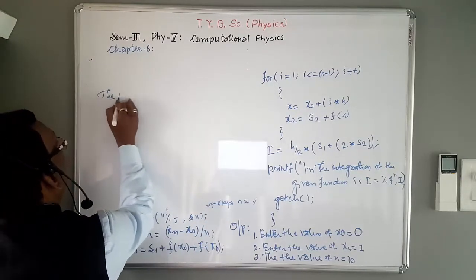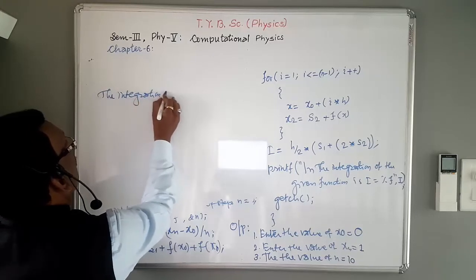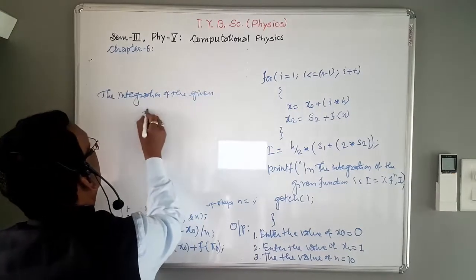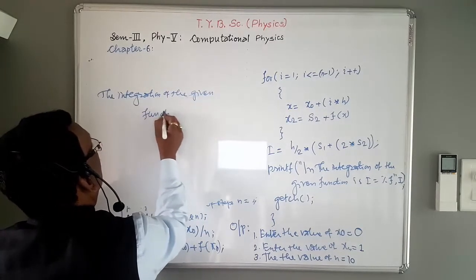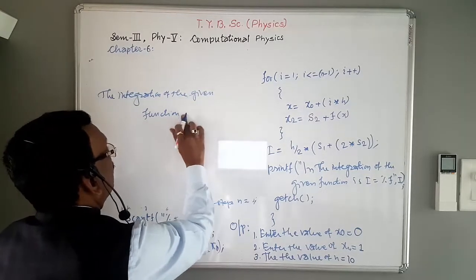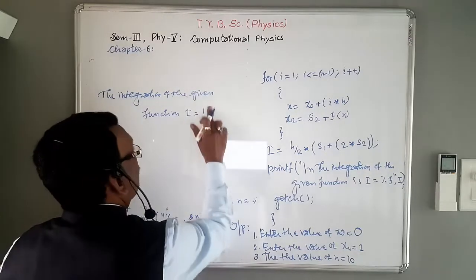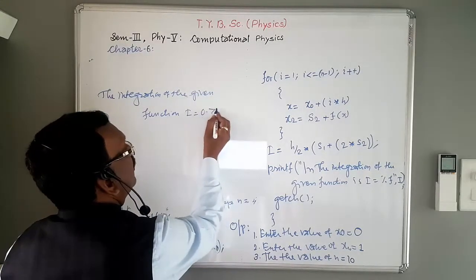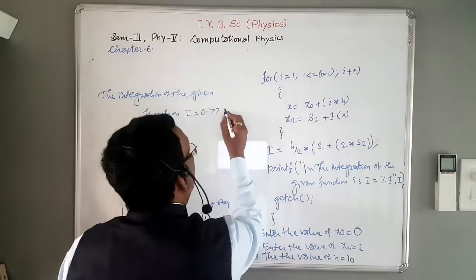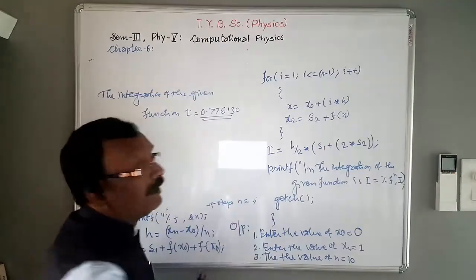the integration of the given function is equal to I is equal to 1.7761 30. In this way, this is the integration of a given function.